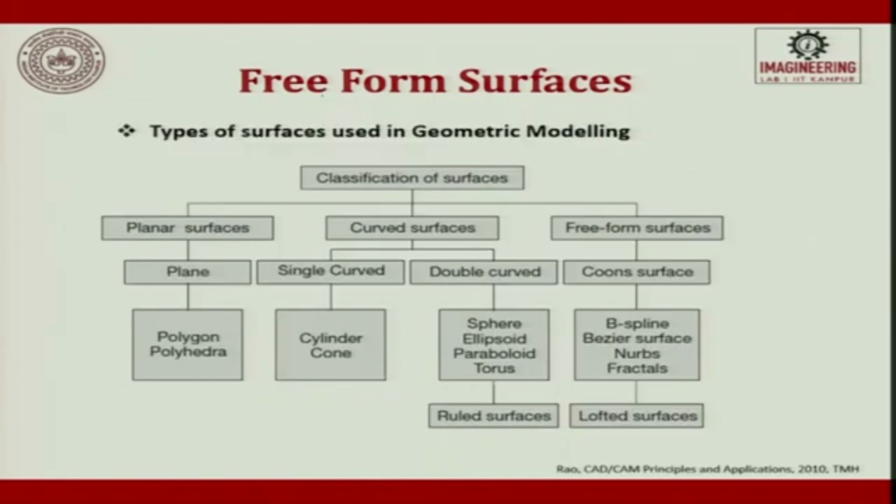So, when we look at free-form surfaces, they are classified as planar surface, curved surface and free-form surface. The planar surface is defined by a plane, and you will have polygons and polyhedra, which are easy to define. When we look at the curved surface, you will have single curve and double curve. For single curve, the examples are cylinder and cone, and for double curve, you will have hemisphere, ellipsoid, paraboloid and torus.